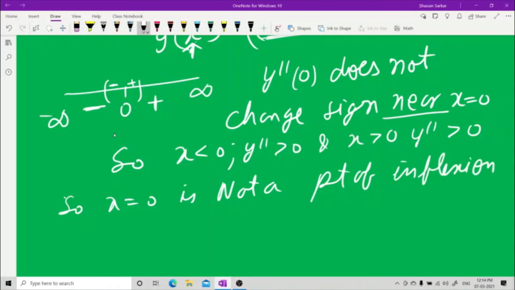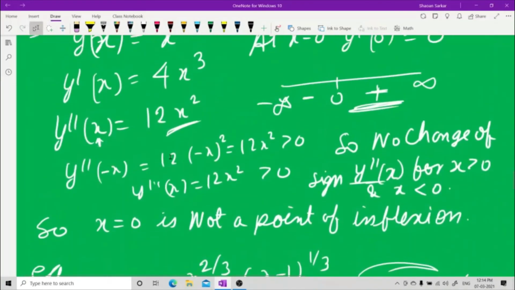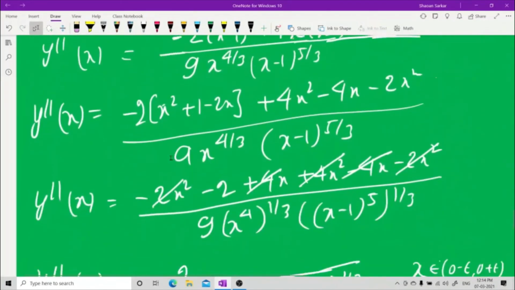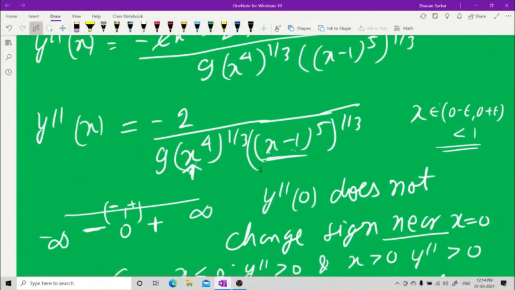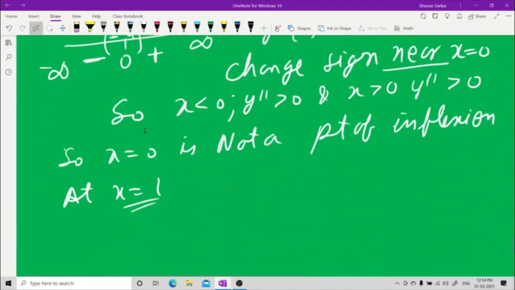Now let's check at x equal to 1, near 1 I should say. At x equal to 1, see, y double dash for x less than 1, where is it, here it is for us. Here it is. For less than 1, it will be negative and it will become positive. At greater than 1, this will be positive and this will be negative. Let us understand it again.